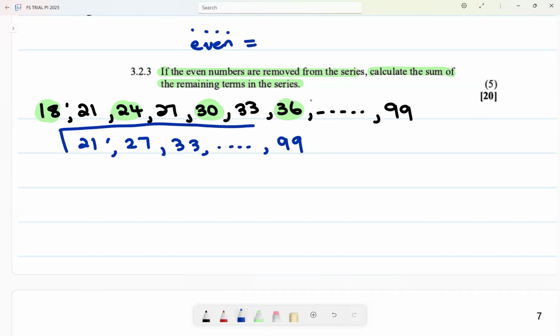So basically, I need to find the sum of this series. Is it going to be difficult? No, it's not. We just need to find the number of terms of this one. This is the odd pattern.